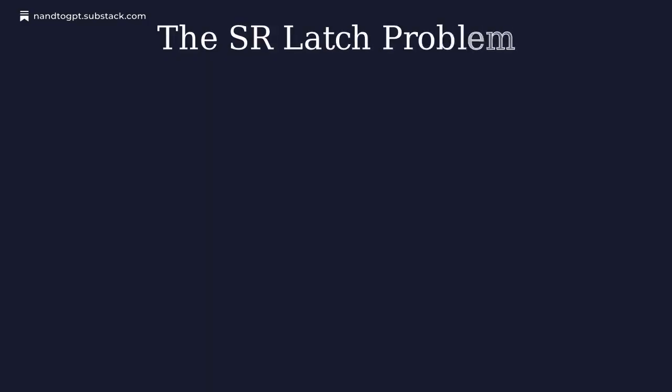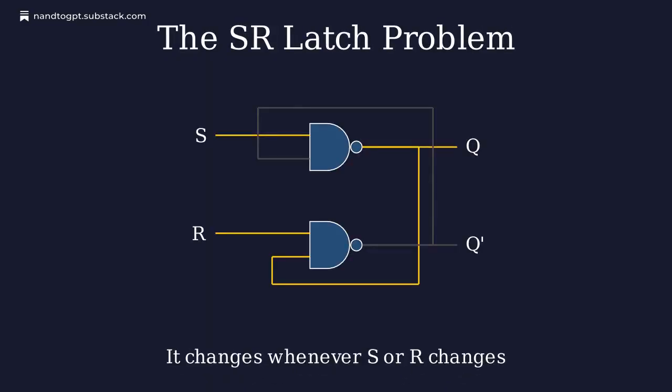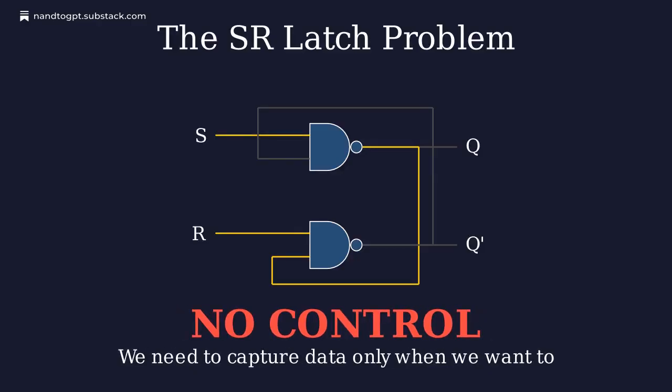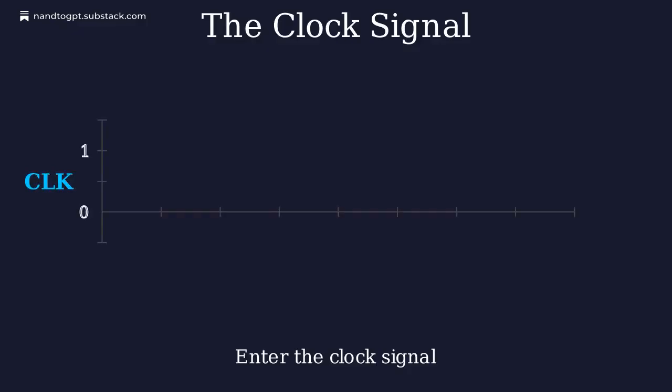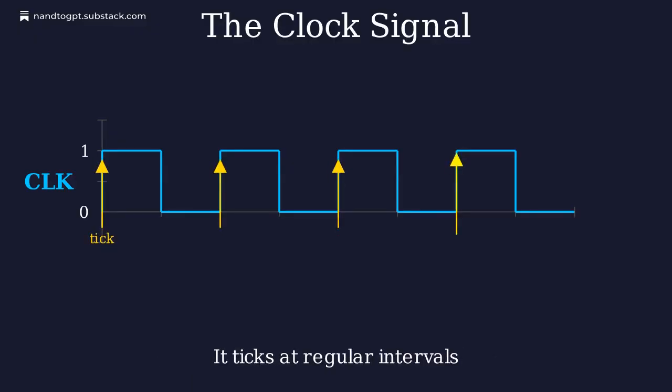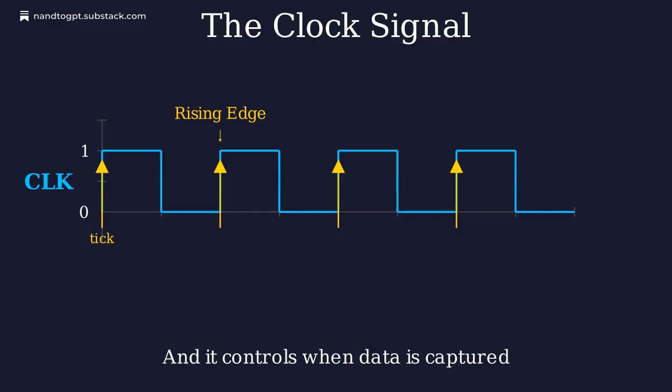But there's a problem. It changes whenever S or R changes. We need more control. We need to capture data only when we want to. Enter the clock signal. Think of it as a heartbeat for the circuit. It ticks at regular intervals, and it controls when data is captured.